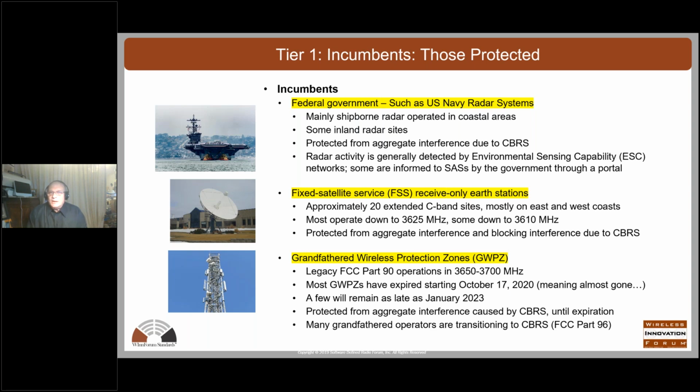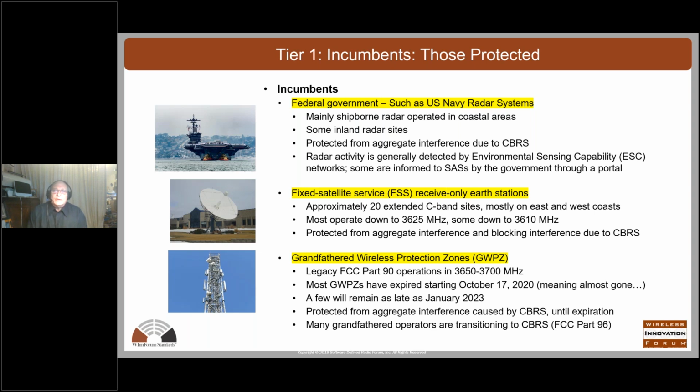There are some training areas in the United States along the Mississippi River and in other areas that also need to be protected. And because of the sensitive nature of things like government radar systems or naval radar systems, sometimes the government doesn't want us to know exactly where they're originating from. So there are devices called ESCs, Environmental Sensing Capability networks, which are offered by various private entities that detect the activity that goes on in the waters.